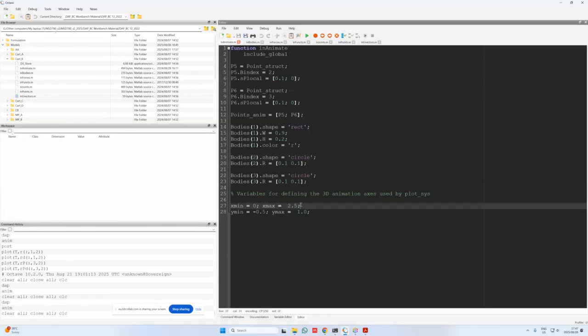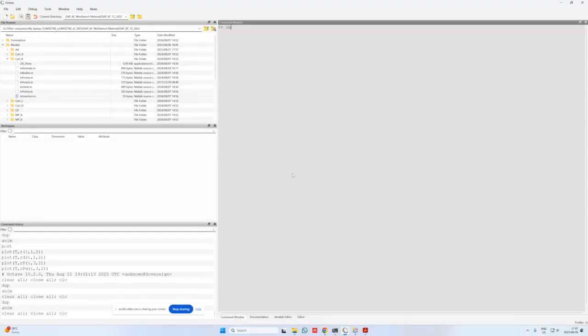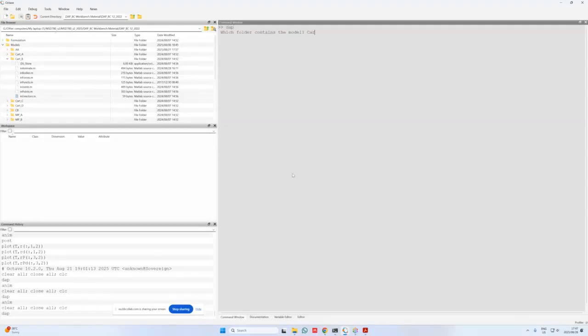And now the only difference that we have over here is the bounding box for our animation pane has now increased from 0 to 2.5 meters. Y min, I think, remained the same from minus 0.5 to 1 meters, so that's fine. Okay, so with all of that being said, we can execute DAP.